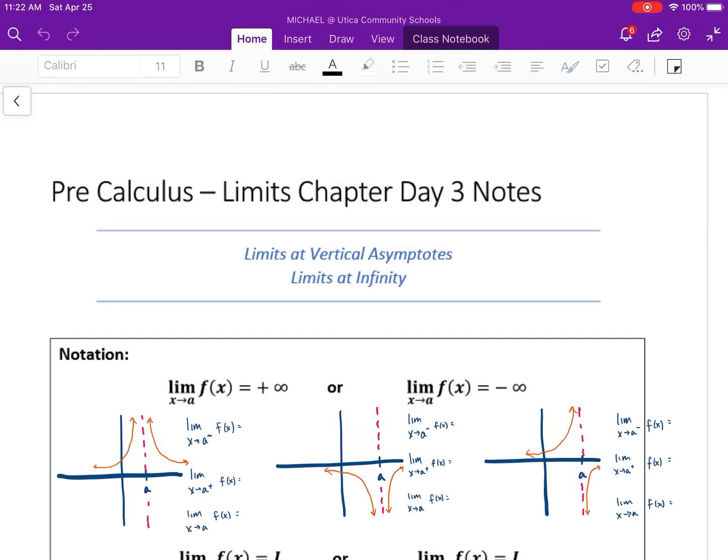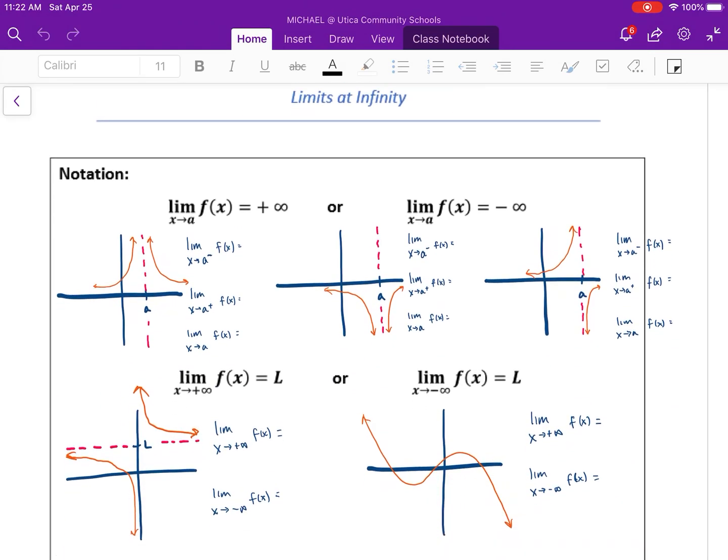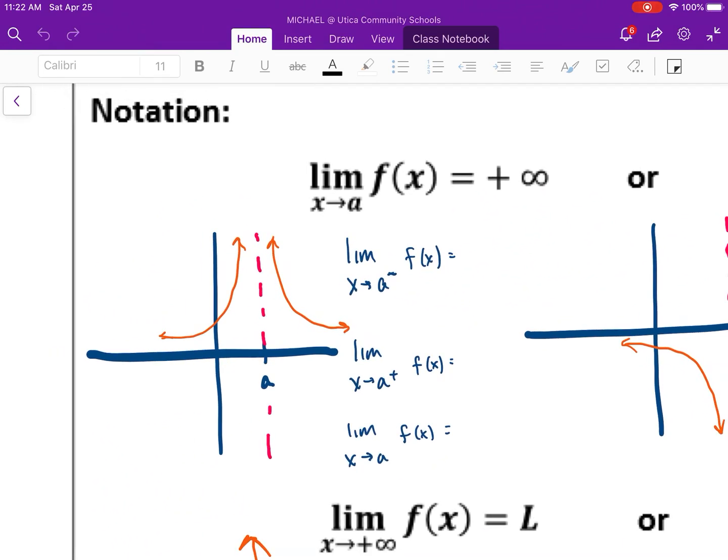Today's lesson is on limits either at vertical asymptotes or as x approaches infinity. So let's take a look at the first example. I've kind of thrown in some graphs here. So let's take a look at this first example. It says the limit as x approaches a equals positive infinity.